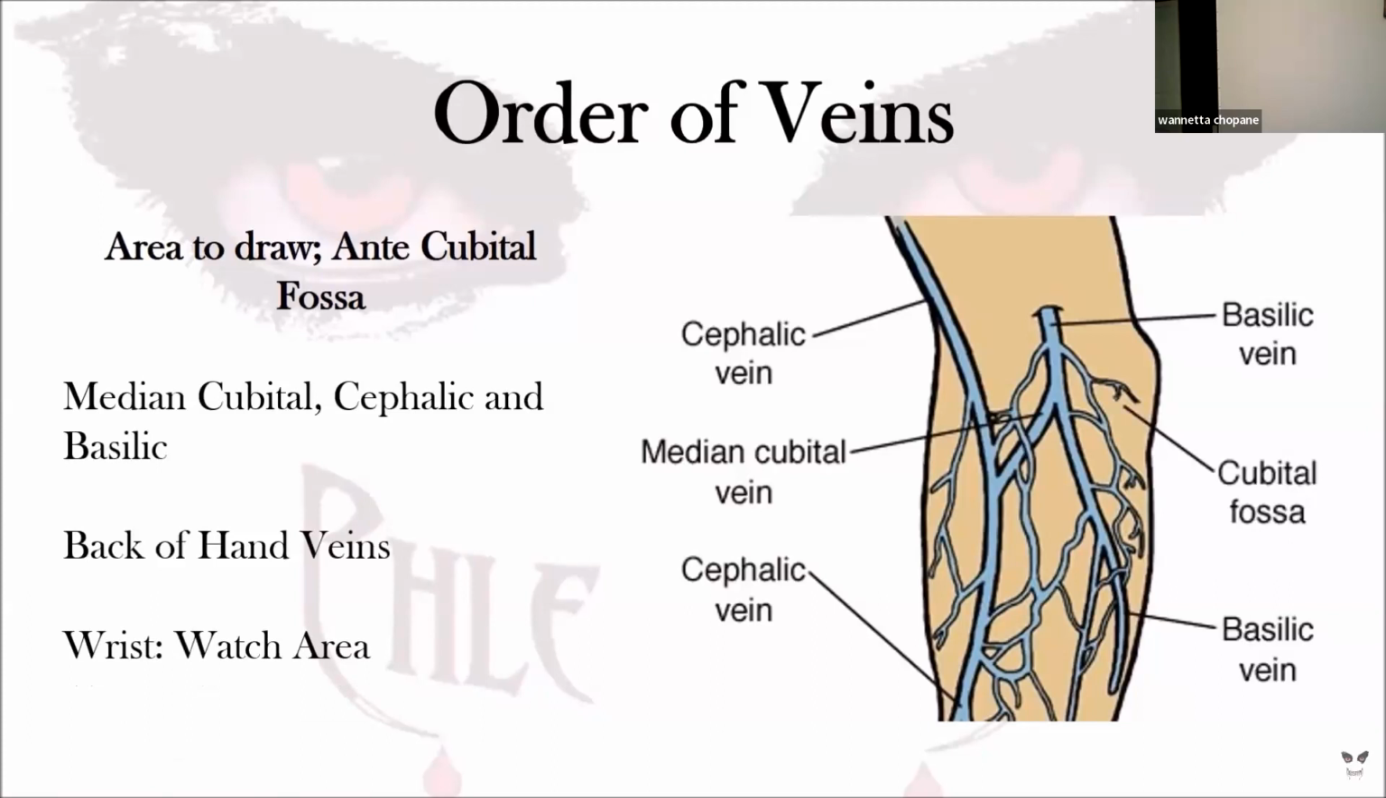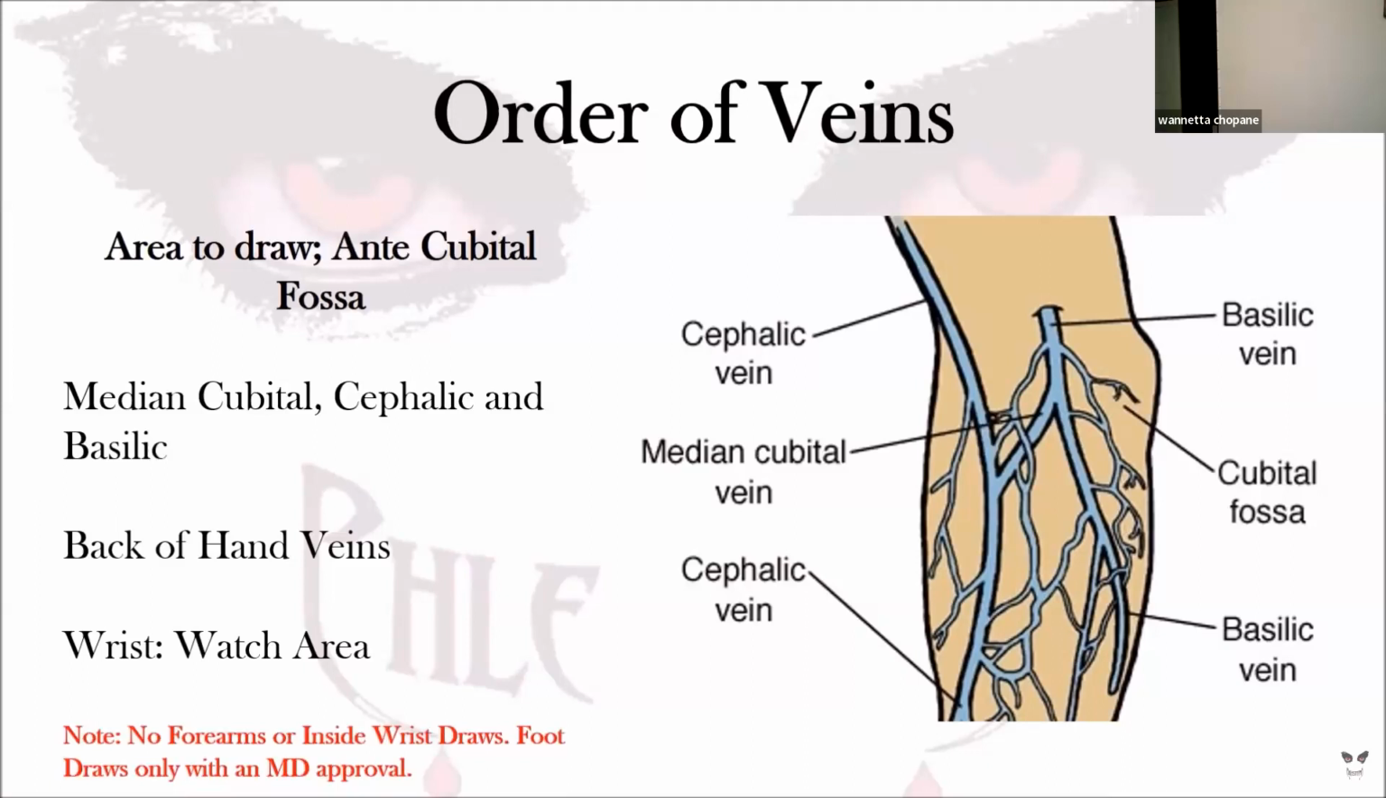Now, my recommendation is if the median cubital is not accessible and the cephalic is not accessible, I would definitely skip the basilic vein and go to the back of the hands or the wrist area where the watch goes. And in a minute, we're going to see why that's important. That selecting the basilic vein should always be a last resort if the back of the hands and the wrist veins are not also accessible.